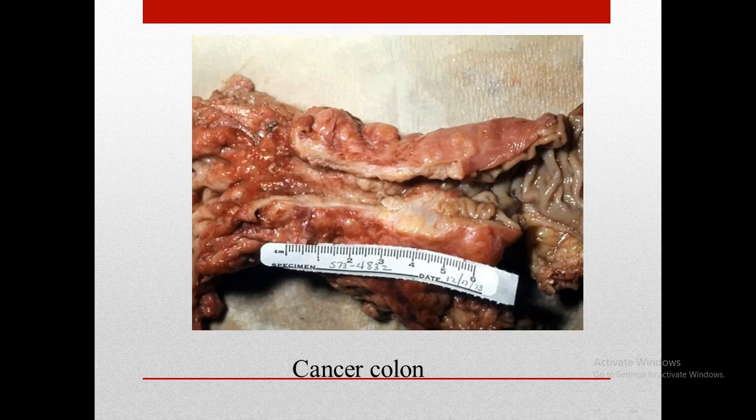Another colon, this is the rectosigmoid, and this is the normal segment of the colon, and we cut this longitudinally, and there is a mass in the wall causing stenosis and partial obstruction of the pathway of the colon. This is another example of cancer colon.